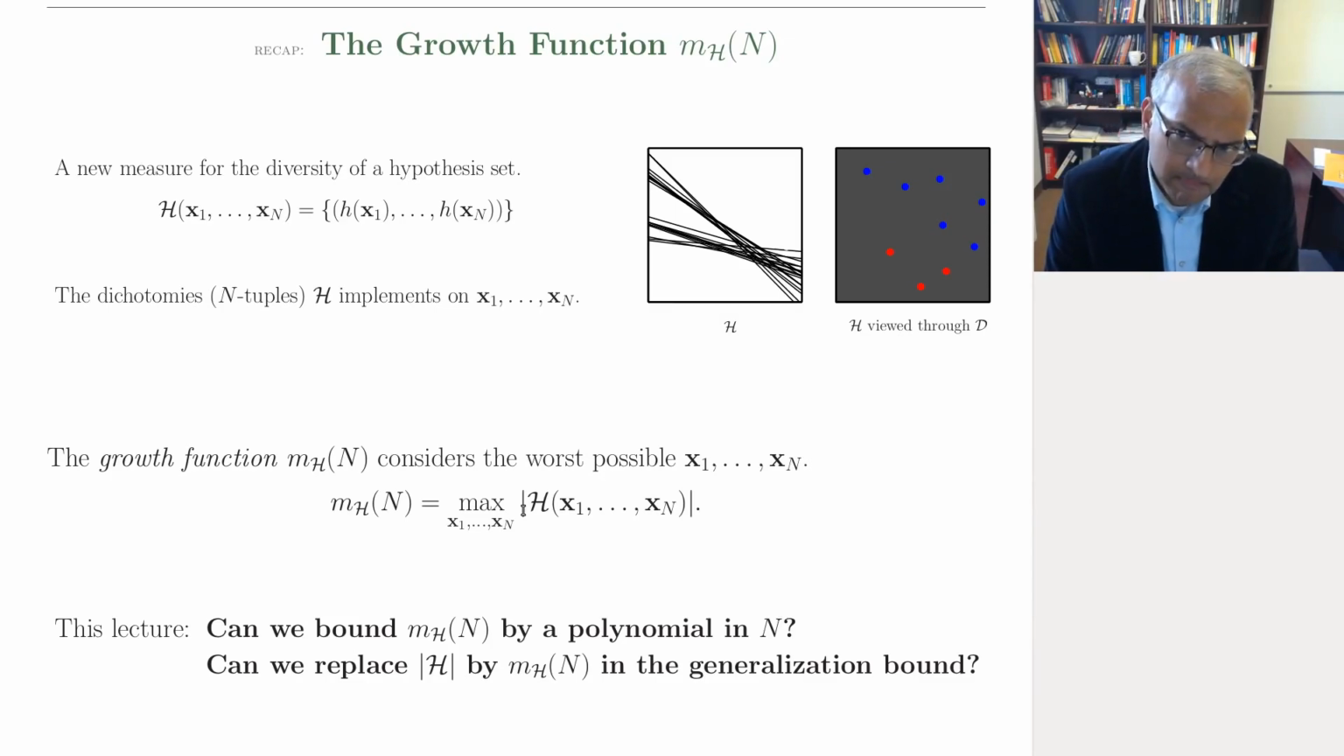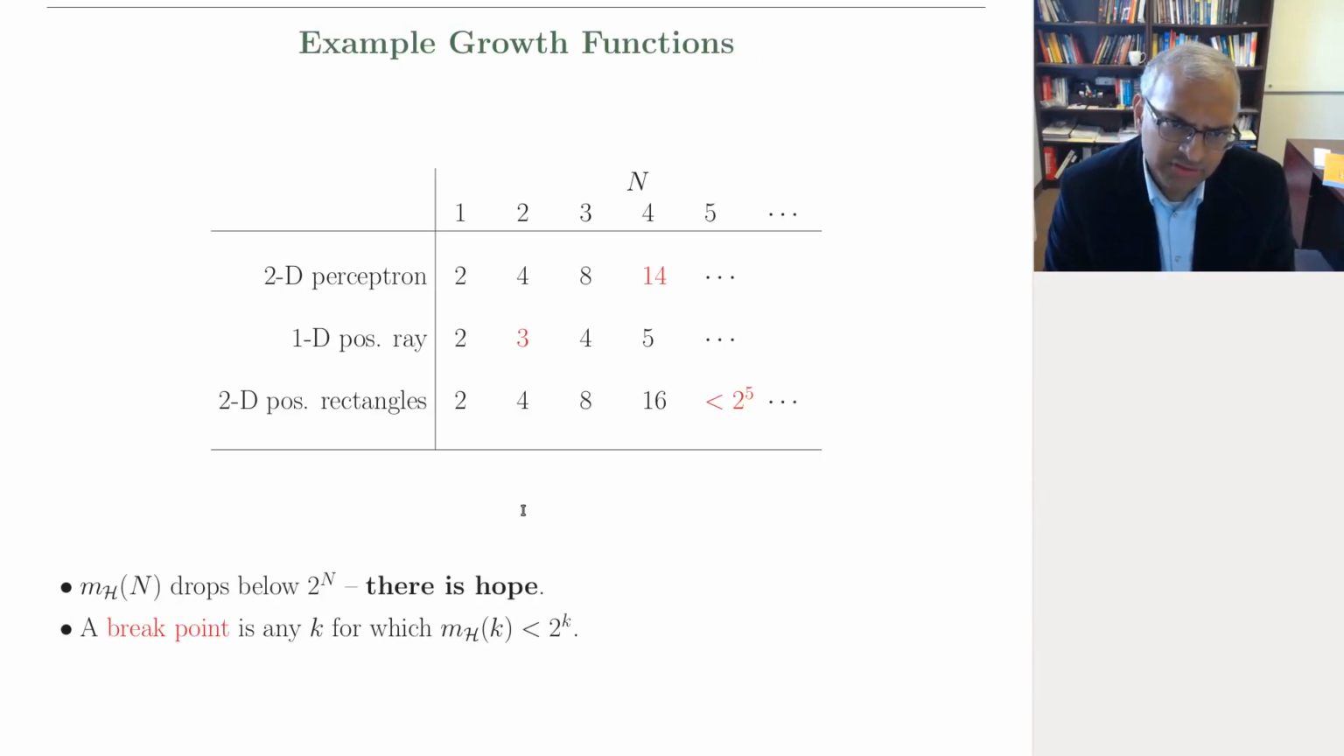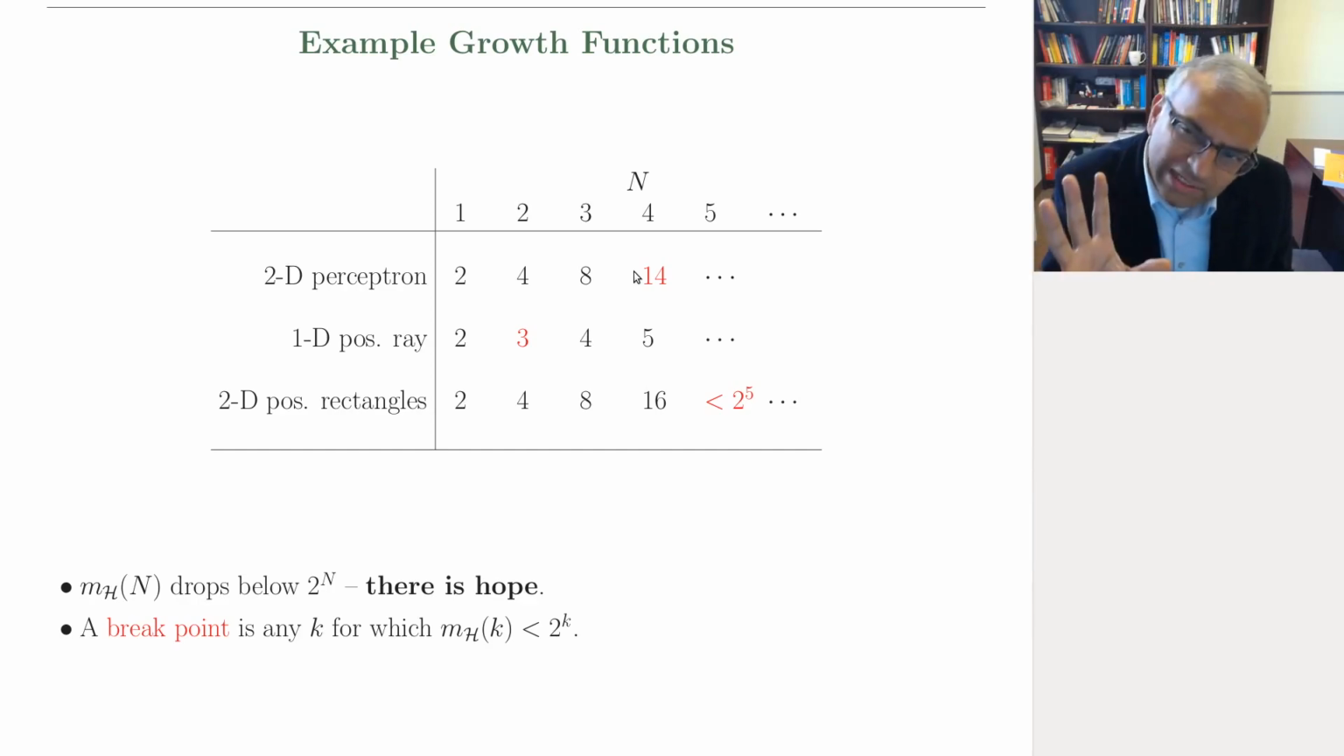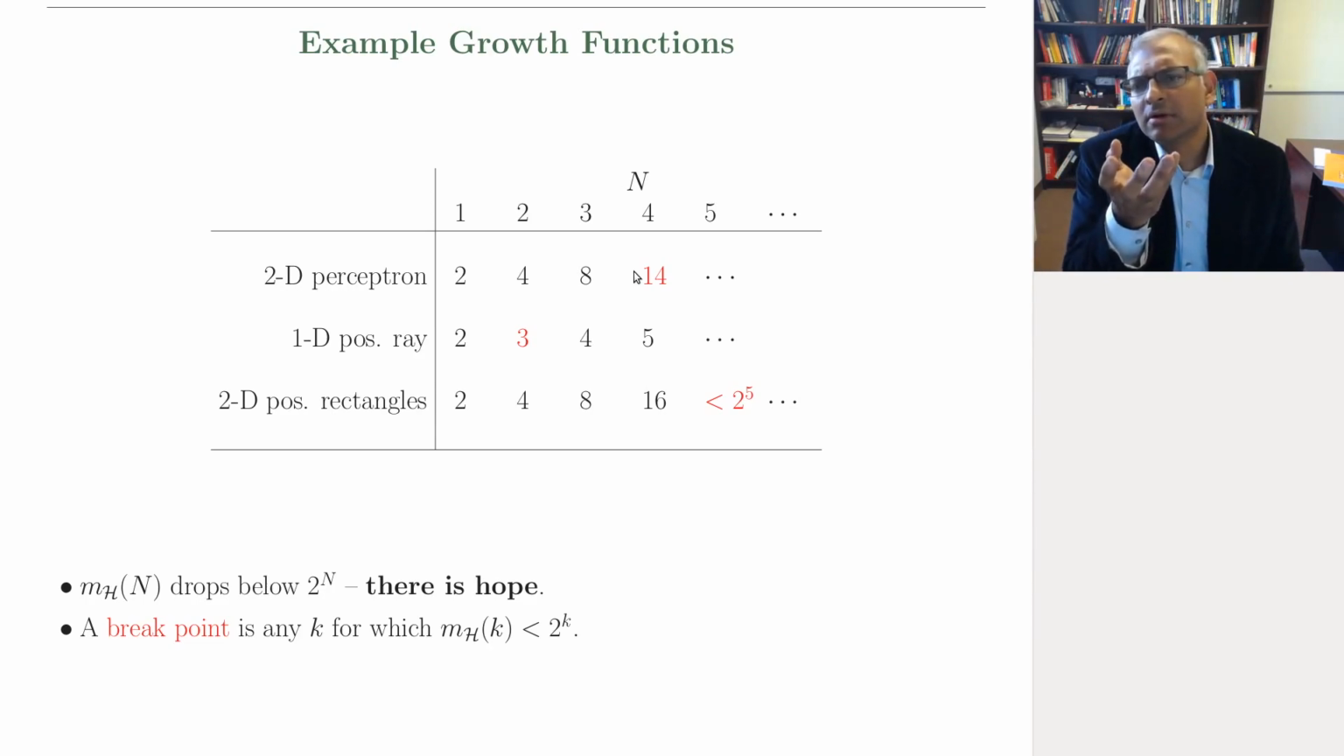Just a recap of the 3 hypothesis sets that we considered last time as examples of growth functions. We considered the 2-dimensional perceptron, and we saw that with 4 data points, the two-dimensional perceptron cannot implement all 16 dichotomies. Even though in theory it has uncountably many hypotheses and it should be able to do anything you want on a mere 4 data points, it cannot implement all 16 dichotomies. This means that the 2D perceptron is broken.